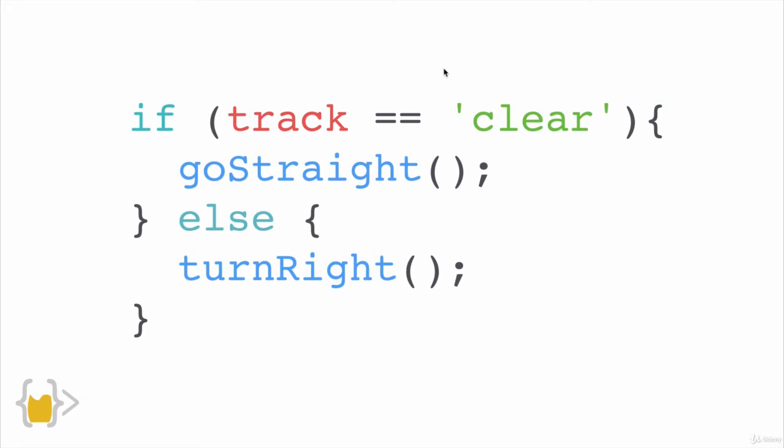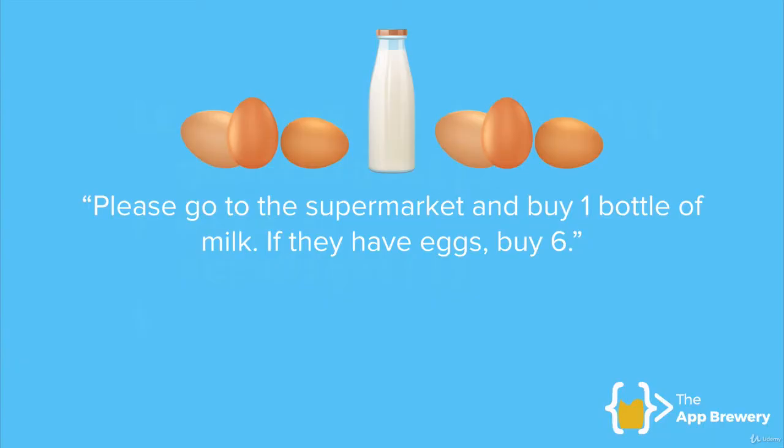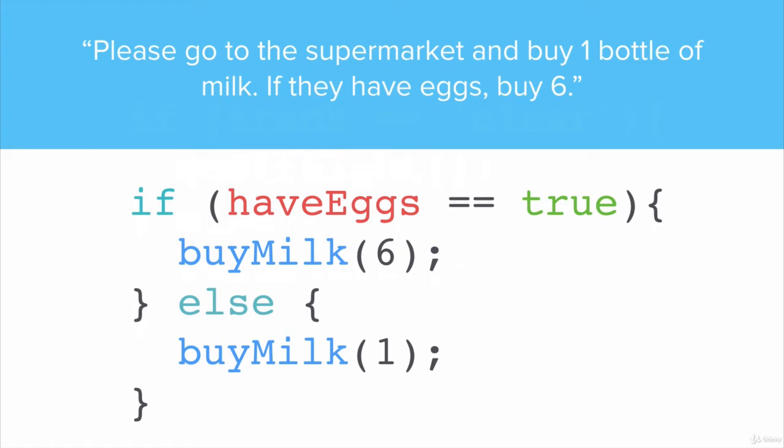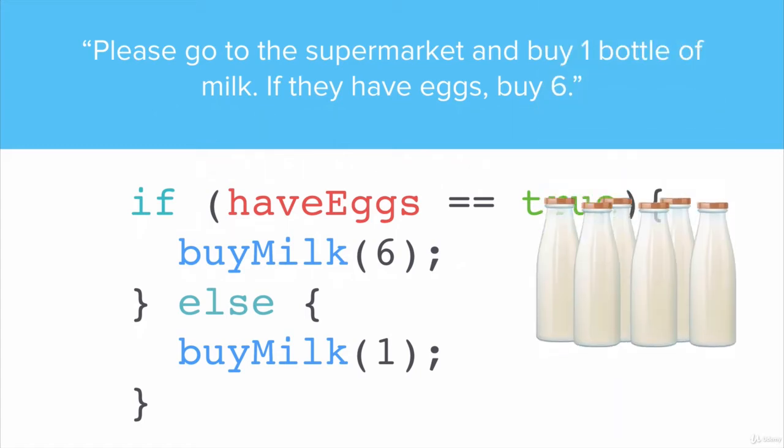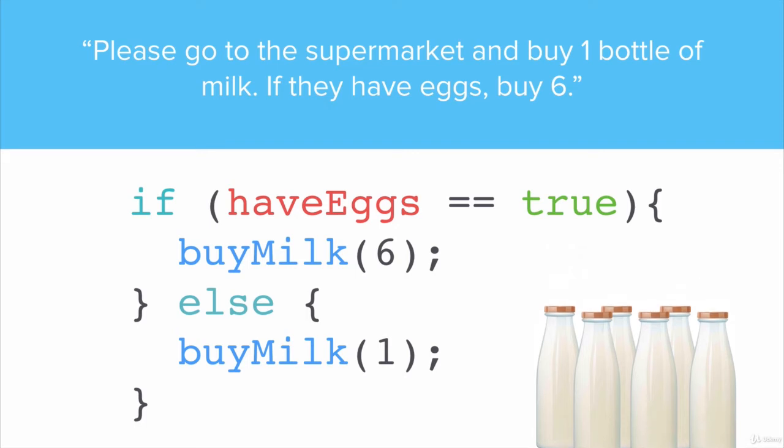Now, if you live with a programmer, then it's really dangerous and you have to be very careful how you word things. For example, if you told your husband or wife who's a programmer, please go to the supermarket and buy 1 bottle of milk. If they have eggs, buy 6. You might think what you're saying is buy 1 bottle of milk, and if there's eggs, buy 6 eggs. But what they might hear is if have eggs equals true, then buy 6 bottles of milk. Otherwise, buy 1 bottle of milk. So a shout out to everybody who lives with programmers.